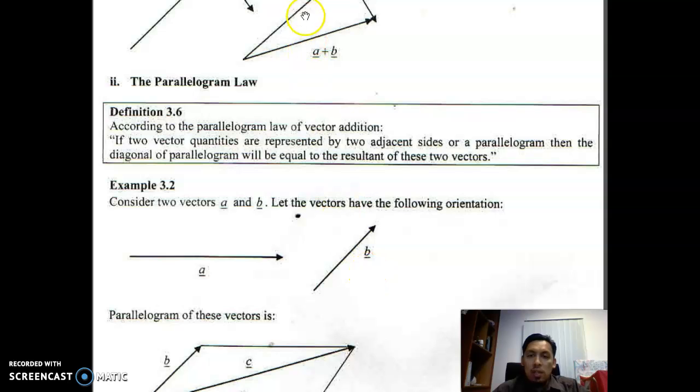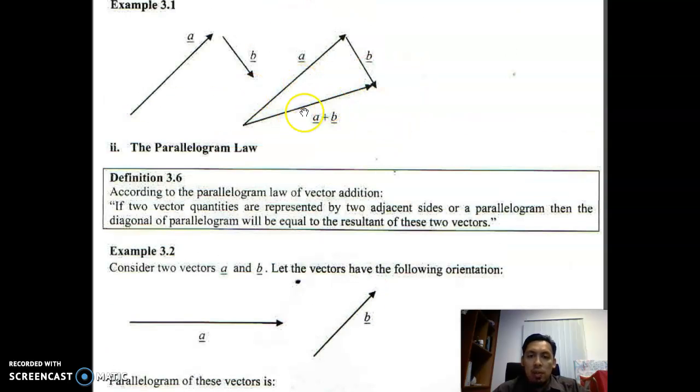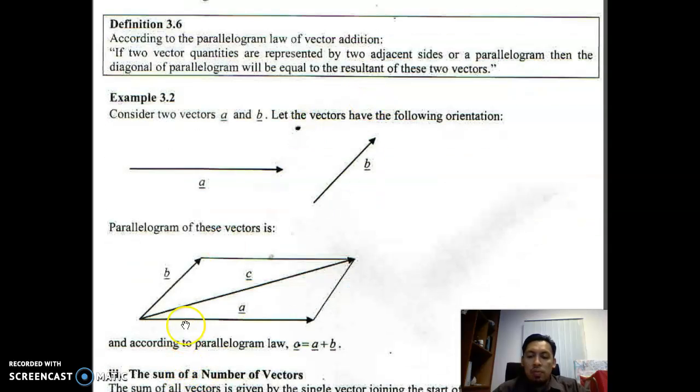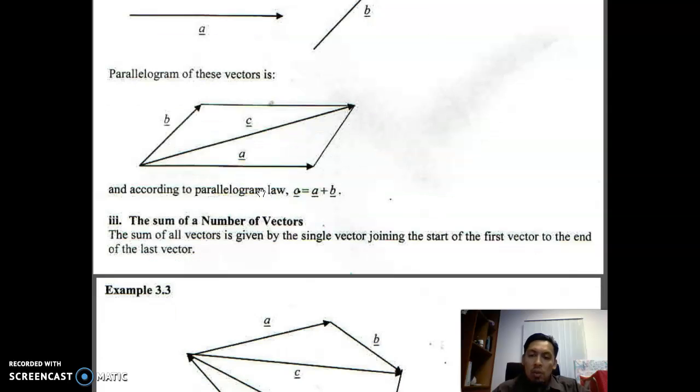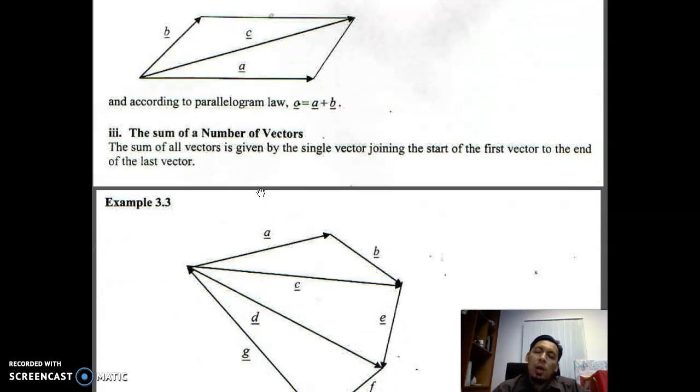As you can see, they should have the same answer. This is for triangle law, this is A plus B, and this is for parallelogram law, which also should have the same magnitude and direction. So that is how you sum two vectors. Now let's see how to actually sum more than two.